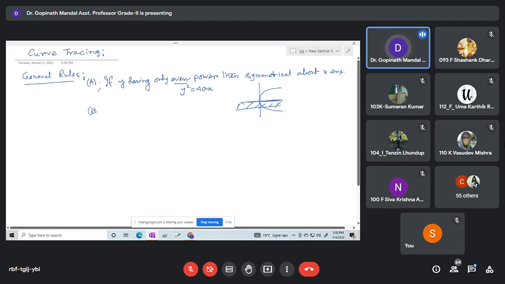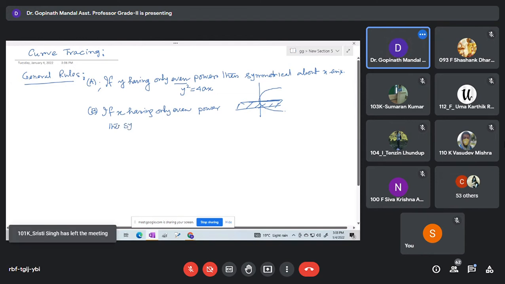Now if the x having only even power, then the curve will be symmetrical about y axis. This is symmetrical about y axis, right?